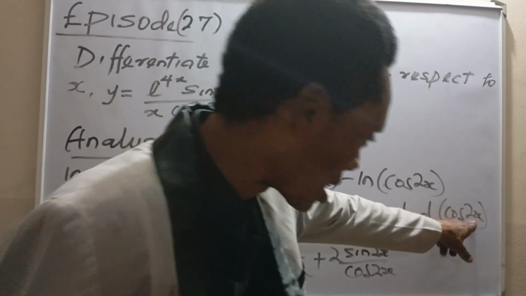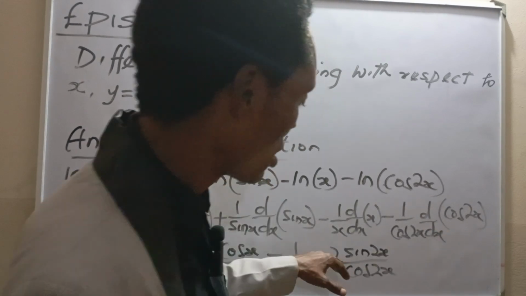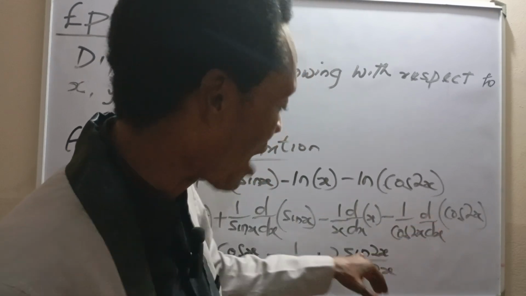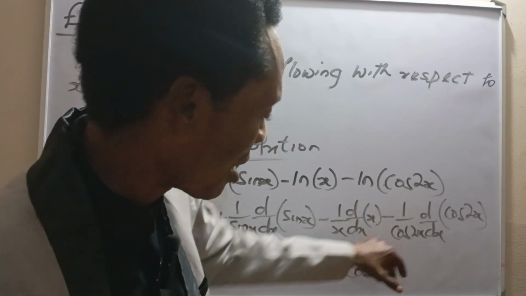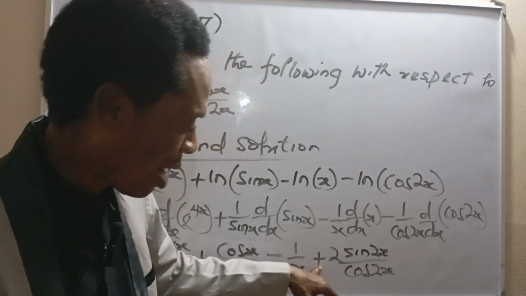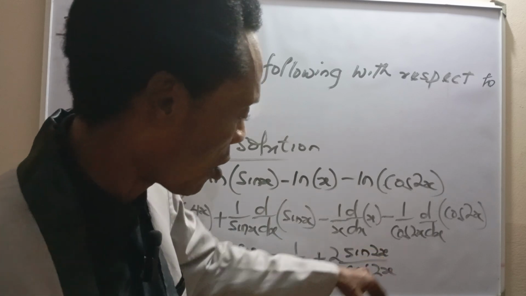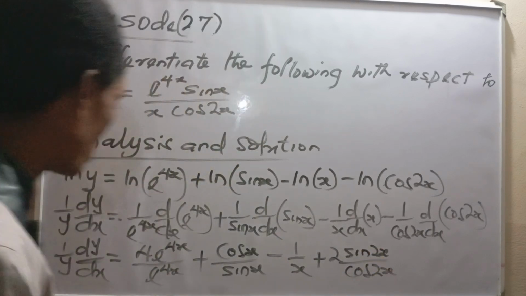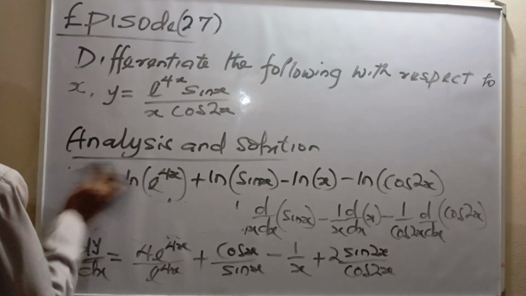Then times the differentiation of 2s, which will now give us minus 2 sin 2s, but minus is here already. So minus will change to plus. That is why here changes to plus. We're now having our plus 2 sin 2s all over cos 2s. So that is just it. Okay? So let's clean here.